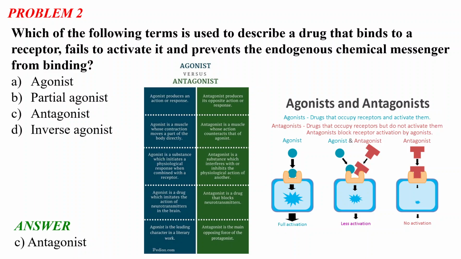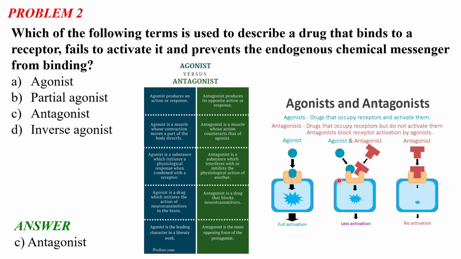As you can see, this is a good representation. There is an agonist versus antagonist thing written here. I will come to that later. So, this is a receptor and this is a receptor binding area. This is the agonist molecule. When the agonist molecule binds to the receptor, it will activate the receptor, and we will have this chemical messenger effect. The full activation will happen when the agonist is binding to the receptor.